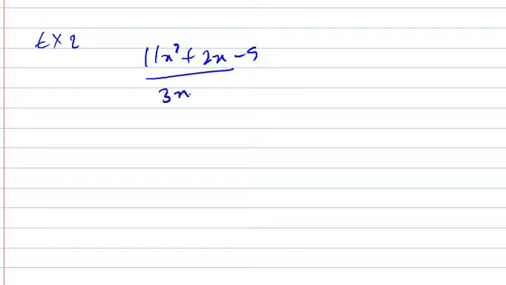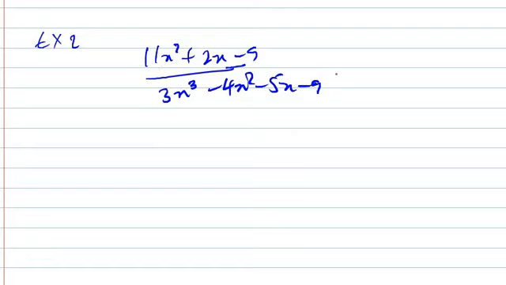Likewise, let me take the second question. The second question is example 2: 11x squared plus 2x minus 9, all over 3x cubed minus 4x squared minus 5x minus 9. As you see, the degree of the denominator is greater than the numerator.